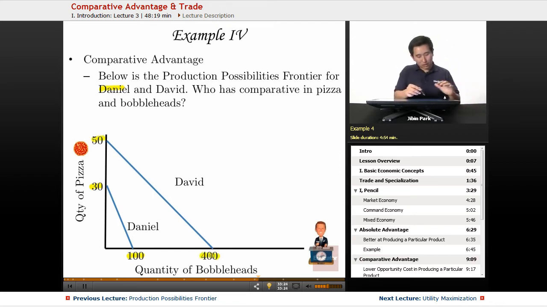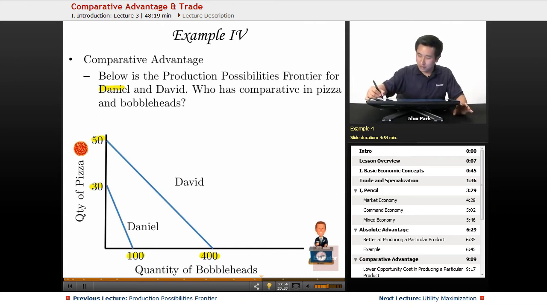Okay, well, this one's a little bit harder to visualize here. I attempted to make this to scale, but you can kind of see that this one's a little bit steeper. So David has the flatter of the two slopes. So David has comparative advantage in making bobbleheads, and Daniel would have comparative advantage in making pizza. But again, we're not quite sure because it's not as apparent as the previous example. So let's go ahead and work it out here.